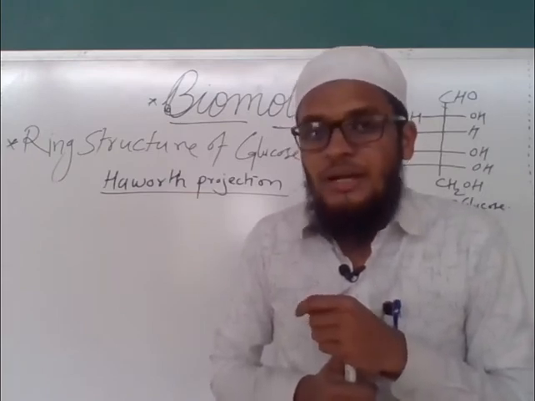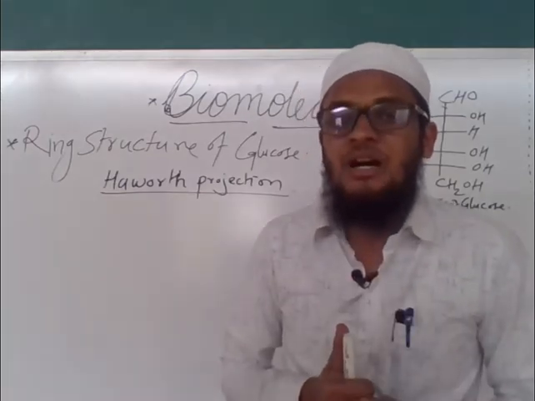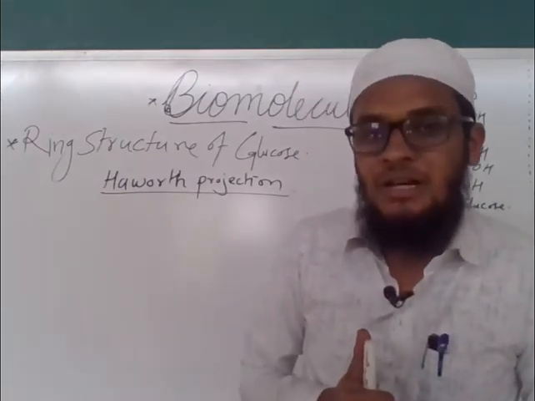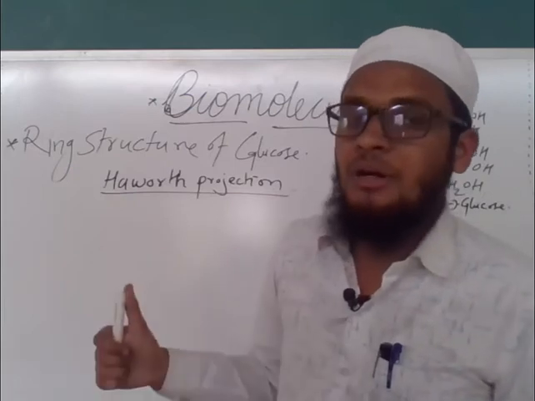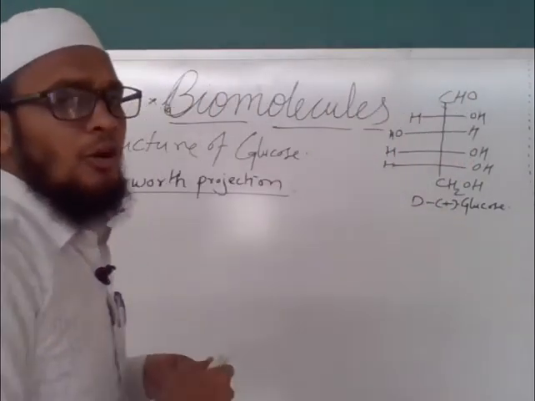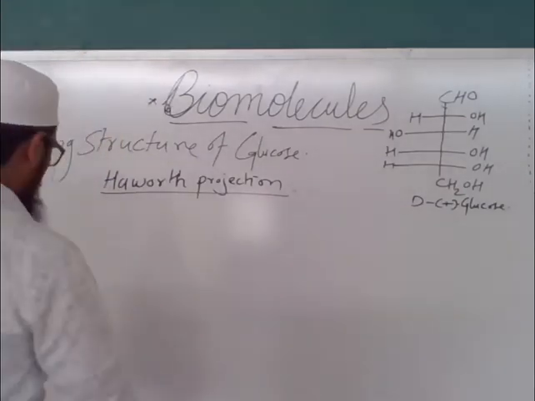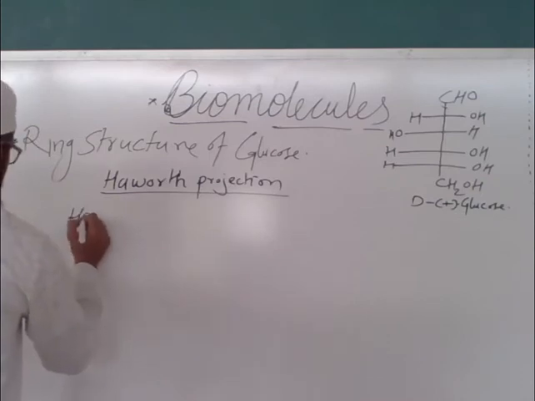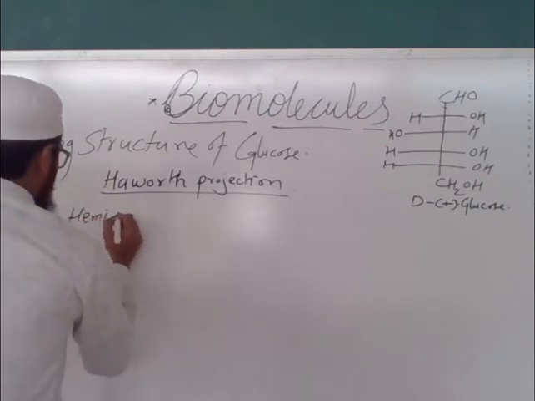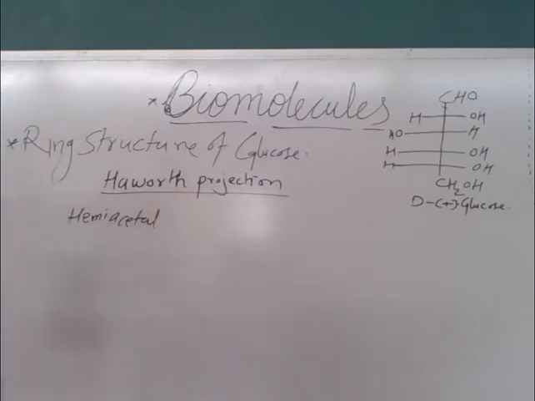So there is a possibility of another structure, and the structure given by Haworth is called the ring structure of glucose. Before going towards the Haworth projection, let me tell you what a hemiacetal is. We need this topic. Hemiacetal group, hemiacetal.